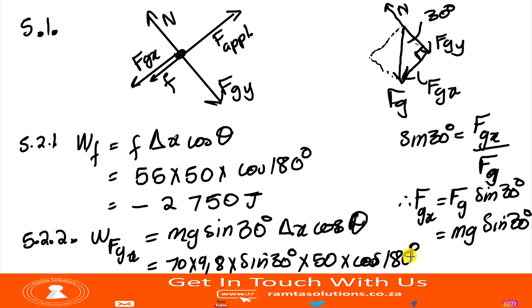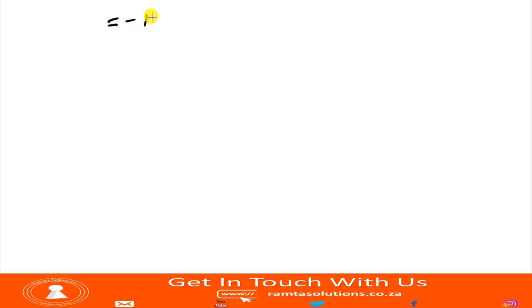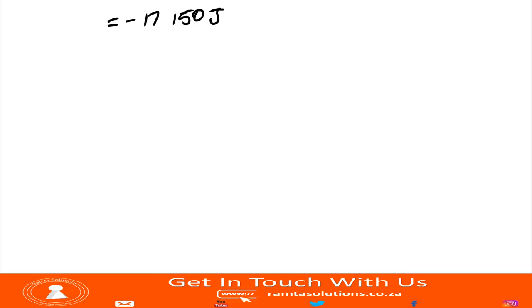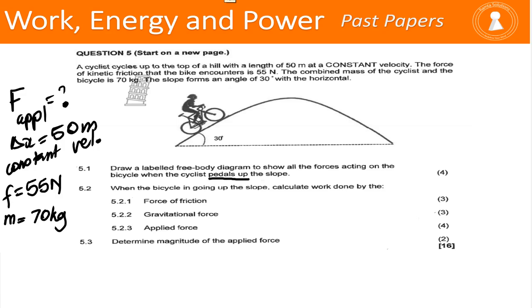So the answer that we are getting is 17,150, to be precise, negative. So we are getting negative 17,150 joules. This is negative work done. Now, 5.2.3 says that we must calculate the work done by the applied force. Interesting. Work done by the applied force. 5.2.3. Is that so? Yes, 5.2.3.